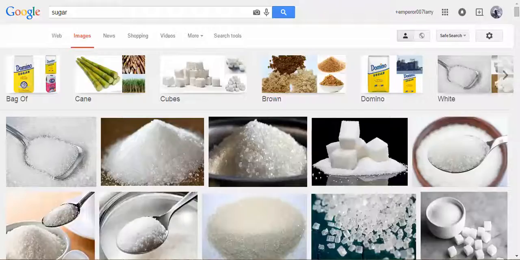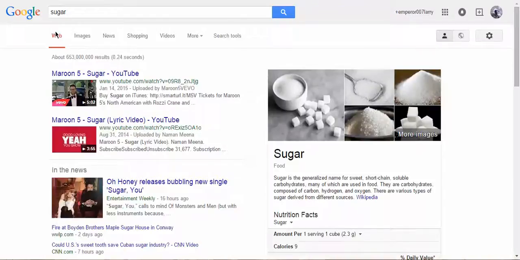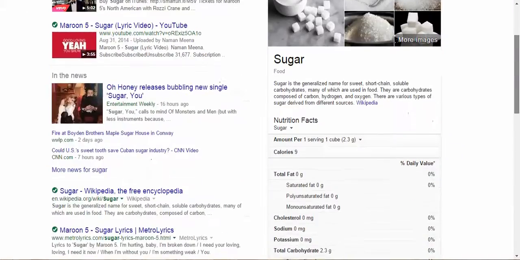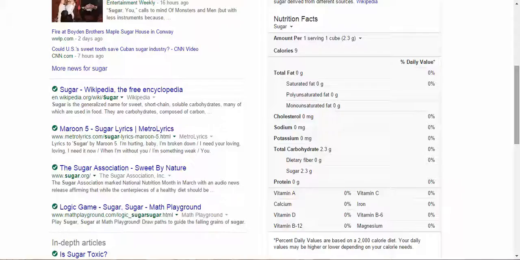And sugar is at its basis something that we all use. It is a sweet carbohydrate used in most foods. It's composed of carbon, hydrogen, and oxygen. And sugar is something that the human body takes in.